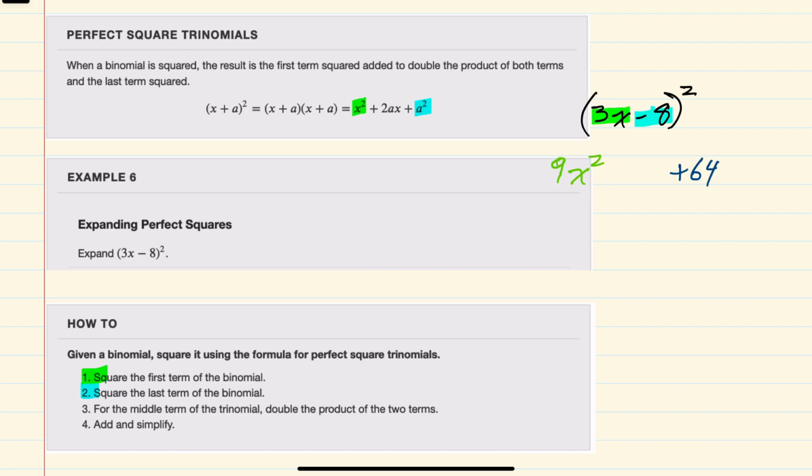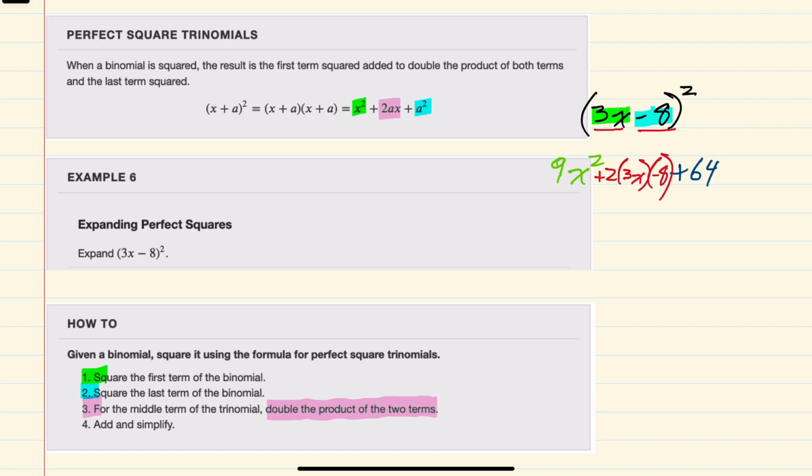because the instructions say that for the middle term, we're going to double the product of the two terms. That's our 2ax written here. And 2 times a times x would be 2 times 3x times a minus 8. So for now, I'll just write that as a 2 times 3x times a minus 8.